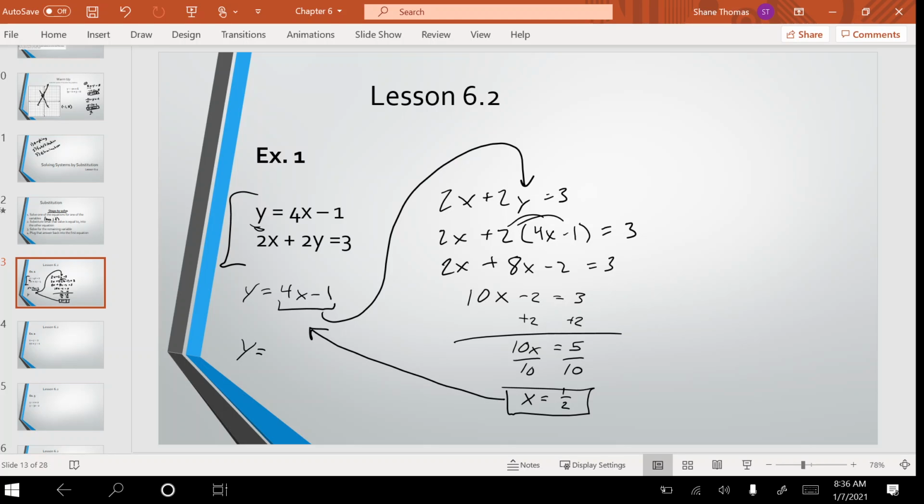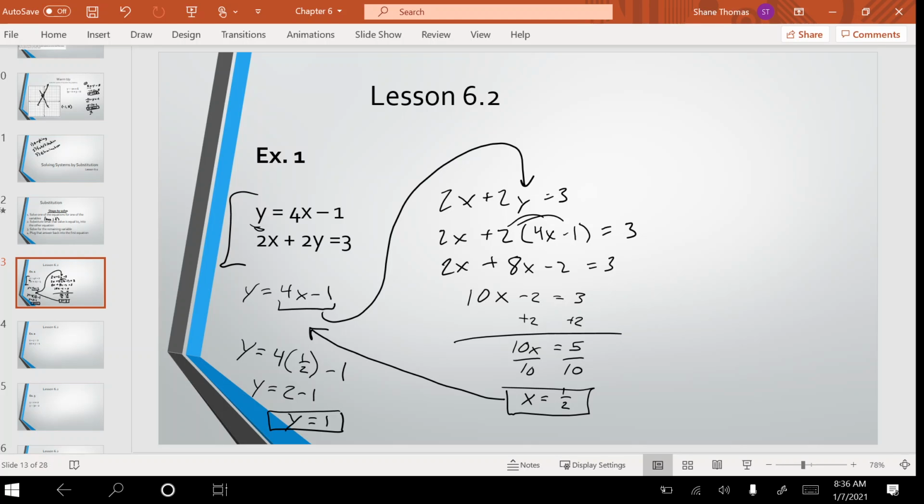So y equals 4 times, well, x is 1/2, minus 1. What's 4 times 1/2? 2. 2 minus 1 is 1. Boom. X is 1/2, y is equal to 1. And I could plug that right back in and check it just like I did yesterday.